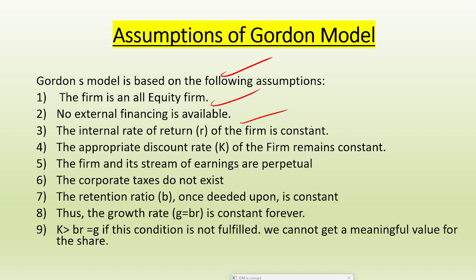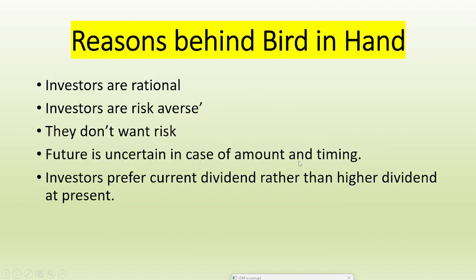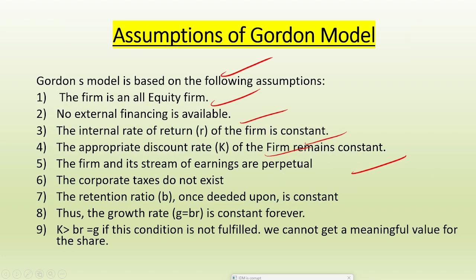The internal rate of return r is constant. The appropriate discount rate K of the firm remains constant. Here K will also be constant. The firm and its stream of earnings are perpetual, meaning the firm has a perpetual life. And corporate taxes do not exist. Here no existence of tax. The retention ratio b, once decided upon, is constant. Thus the growth rate g is equal to br.